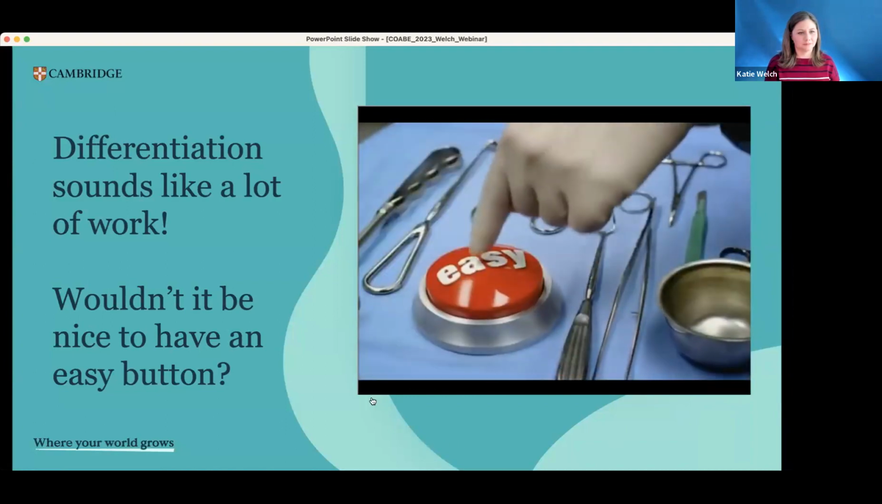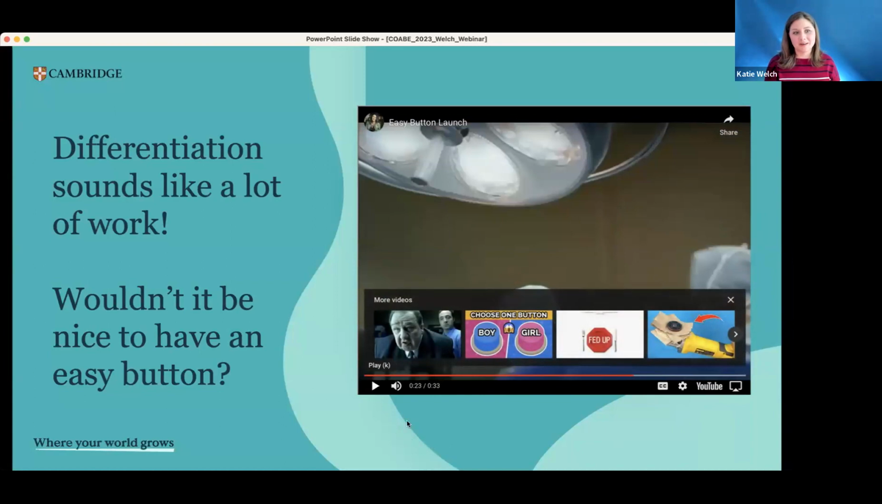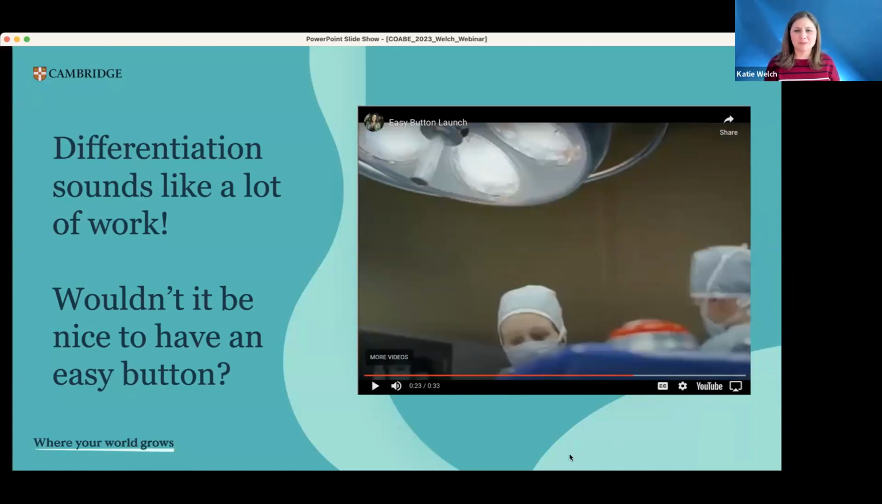That's okay. So we see all of these different people who are in difficult situations and they're pushing the easy button and all of a sudden it's great. It would be so nice if we had an easy button for differentiation.